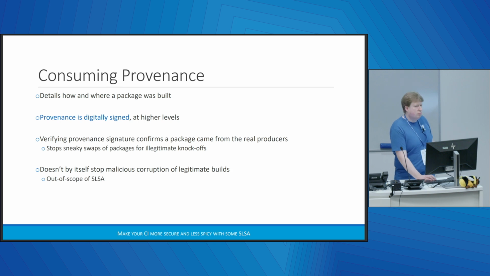Right, so consuming provenance, the other side of the equation. Basically it's just checking that yes, this thing actually came from where it claims to have come from. So you get some details on where and how a package was built. Importantly, the provenance is digitally signed, and so what you want to do, of course, is pull down that provenance and check the signature against what you are expecting. And again, there are ways they do all that, which I'm not going to go into.